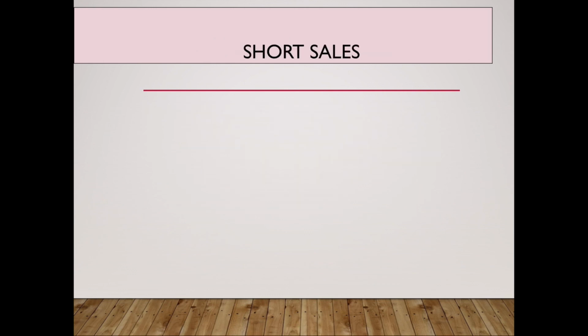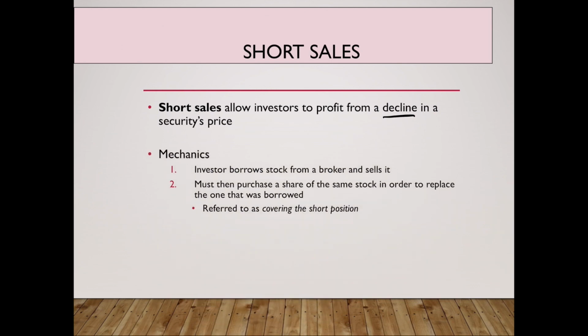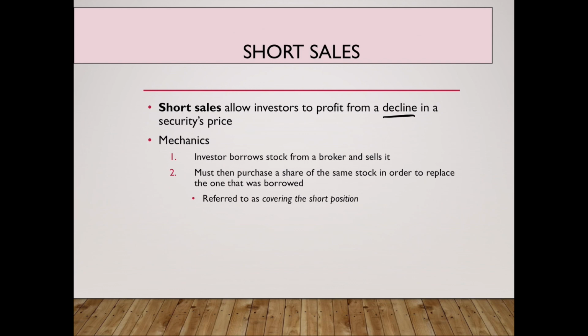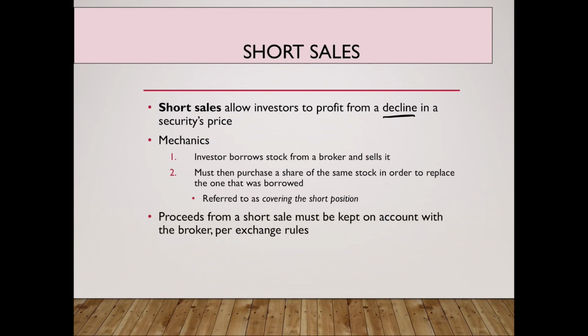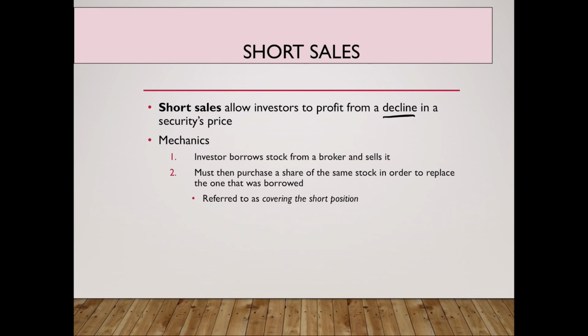In addition to margins, we also have short sales. A short sale allows the investor to profit from a decline in the security's price. So you're expecting the price of the underlying security to go down, and this is how it works. The investor will borrow a stock from the broker and then sell it. So you're selling a borrowed stock, and then you must repurchase the share of stock in order to replace the one that was borrowed. This whole process is called covering your short position.